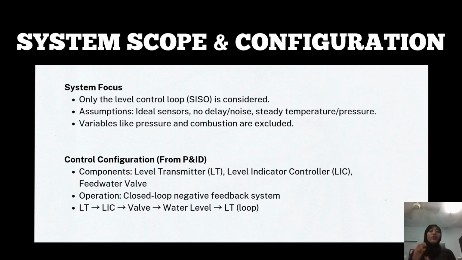This project focuses only on the level control loop of the boiler system, which is treated as a single input, single output, or SISO, system. We assume ideal sensor and actuator behavior and neglect delay, noise, pressure, and combustion effects. The control system is based on a feedback loop from the P&ID provided by Prof. Madya TS Dr. Hui Shin. It includes a level transmitter, level indicator controller, and a control valve for the inlet feed water.